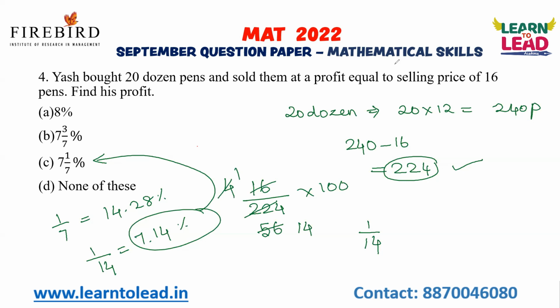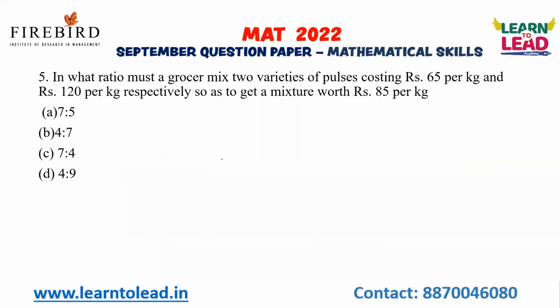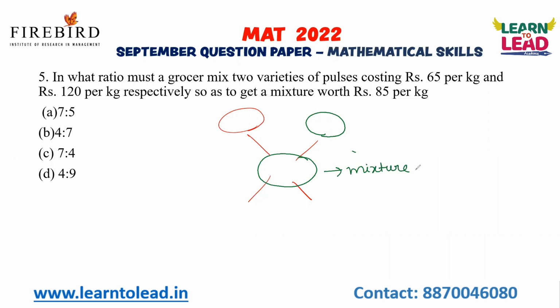Okay, now we'll move to the next question. Yes, grocer mixes. When the word mix comes, right, mix 2 varieties, then I set my mind: it is a problem based on allegation. Allegation, you know, is the cross method, right? You have to write the lowest value in the top left corner, the largest value in the top right corner, and the mixture value in the middle. This is the basic format for allegation.